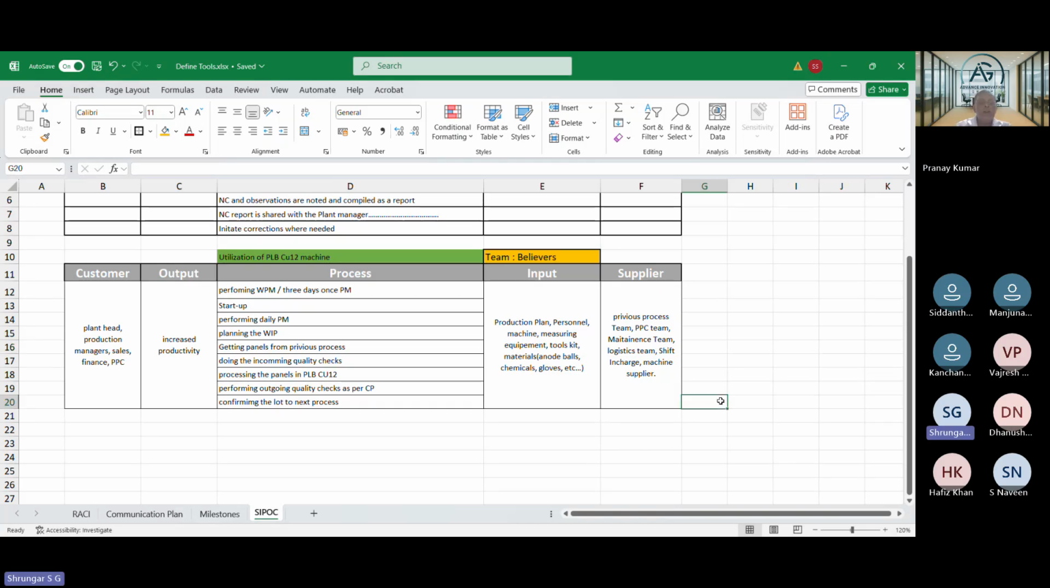Okay. Yeah, this is our SIPOC for utilization of PLVCU12 machine. PLVCU12 is a machine name. For this, we consider the process like performing WPM, which means the weekly PM maintenance or the three-days-once PM. Then we included the startup activities, performing daily PMs, planning of WIP, getting panels from the previous process, doing the incoming quality checks, processing the panels in PLVCU12, performing outgoing quality checks as per the CP, then confirming the lot to the next process.